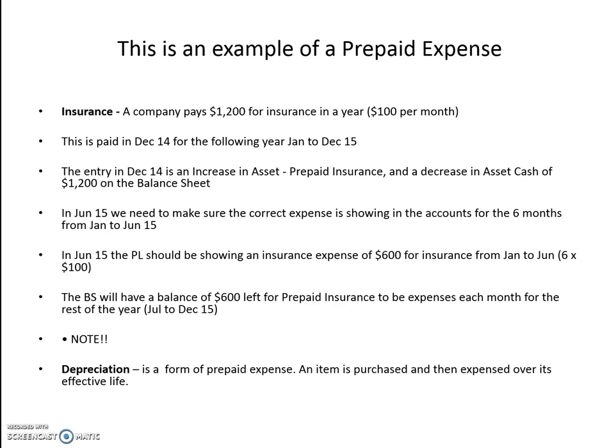In June 15, we need to make sure that the correct expense is showing in the accounts for the 6 months Jan to June 15. In June 15, the profit and loss should be showing an insurance expense of $600 for the insurance from Jan to June, so 6 times 100. The balance sheet will have a balance of $600 left for prepaid insurance to be expensed each month for the rest of the year, so from July through to December 15.